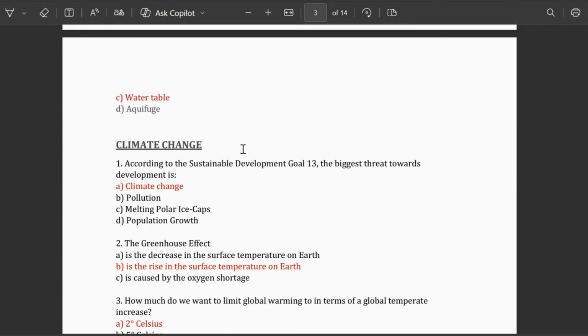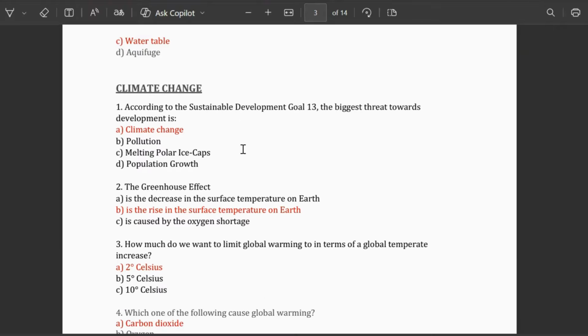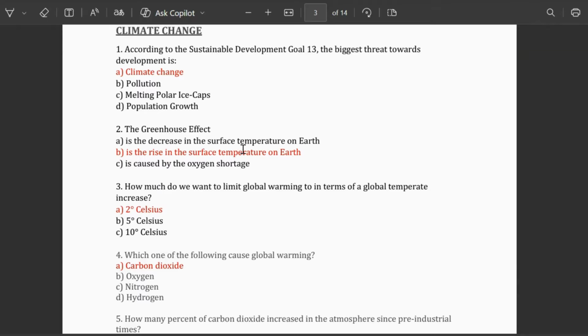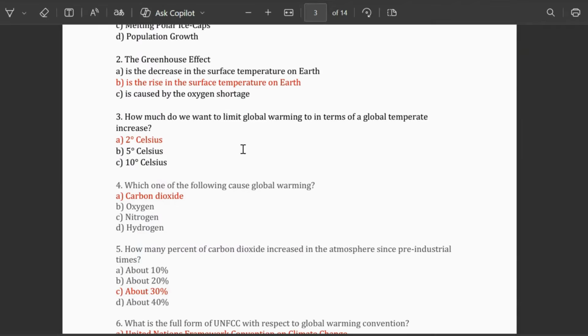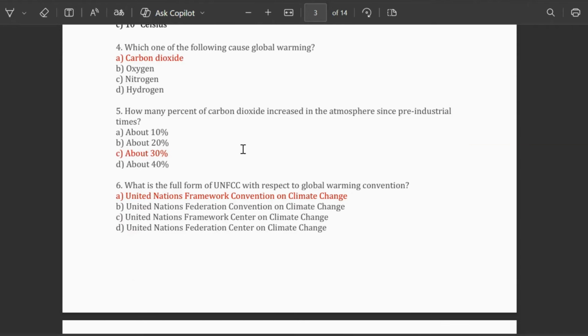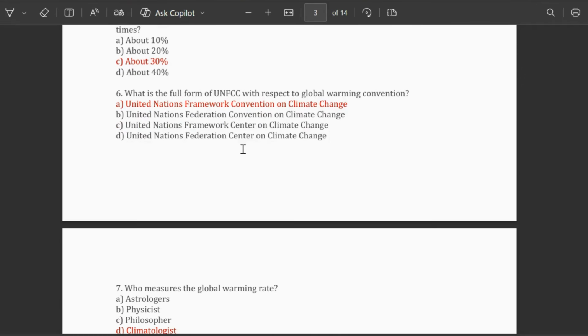According to Sustainable Development Goal 13, the biggest threat towards development is climate change. The greenhouse effect is the rise in the surface temperature of Earth. How much do we want to limit global warming in terms of global temperature increase? 2 degrees Celsius. Which of the following causes global warming? Carbon dioxide. By how many percent has carbon dioxide increased in the atmosphere since pre-industrial times? About 30%. What is the full form of UNFCCC? United Nations Framework Convention on Climate Change.